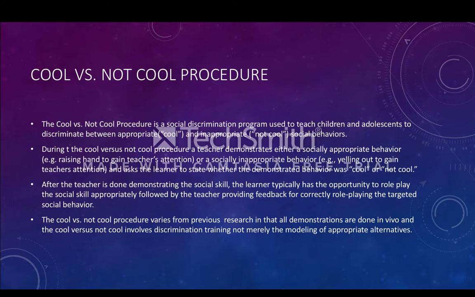After the teacher is done demonstrating the skill, the learner typically has the opportunity to role play the skill appropriately, followed by the teacher providing feedback for correctly role playing the targeted social behavior. The cool versus not cool procedure is different from previous research in that all demonstrations are done in vivo, which is in action right in front of them. And it's only the discrimination and doesn't require the child to correctly model it right after.